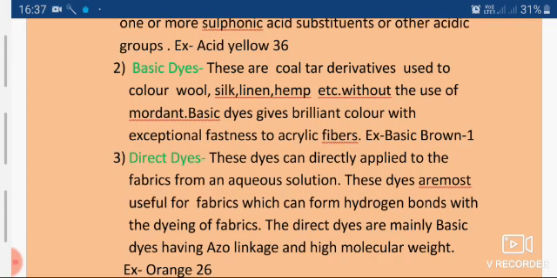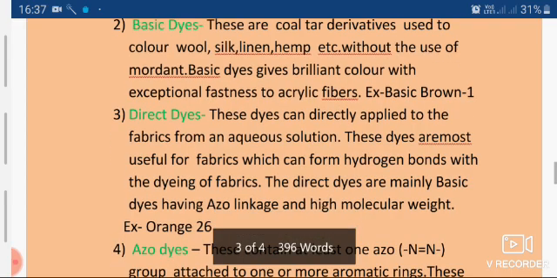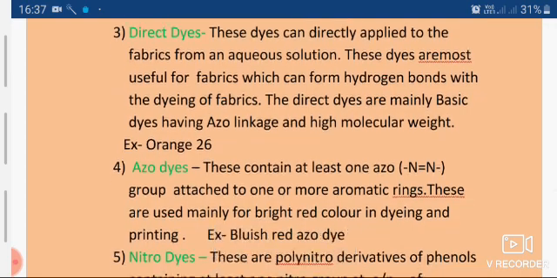The third one is direct dyes. These dyes are directly applied to the cloth or leather from an aqueous solution. It means there is no need of any other medium. Just make an aqueous solution of these direct dyes and apply it to the cloth, so that these are known as direct dyes. These dyes are most useful for fabrics which can form hydrogen bonds with the dye.